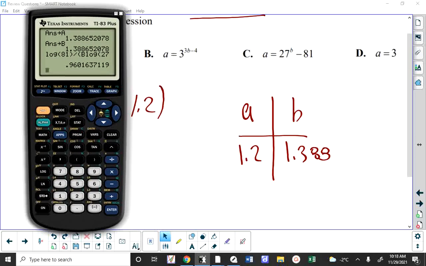If I look at choice B, and I take 3 raised to, in brackets, 3 times the b value I found minus 4, I get 1.2. So it's kind of a unique way that you could do it.